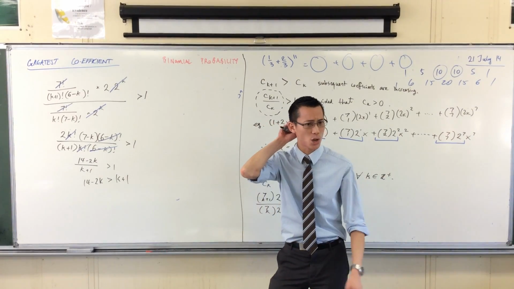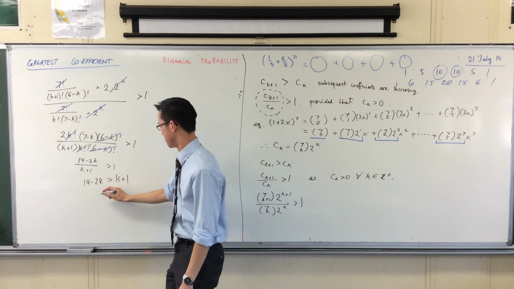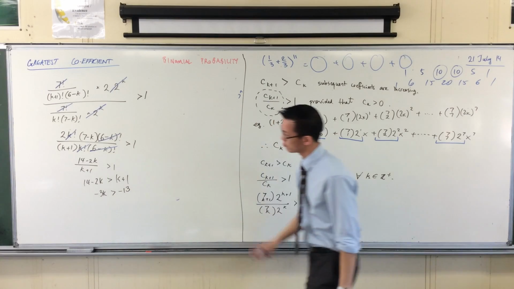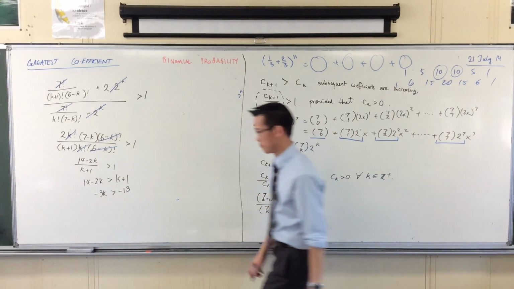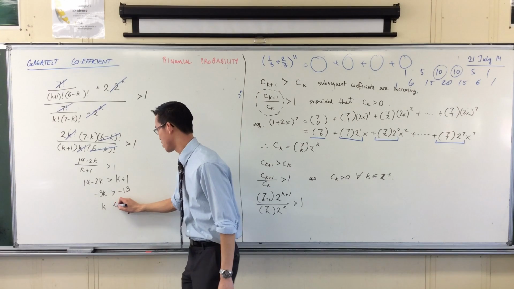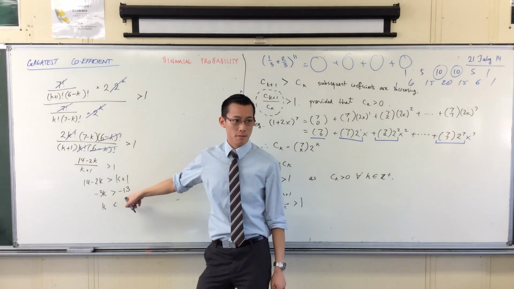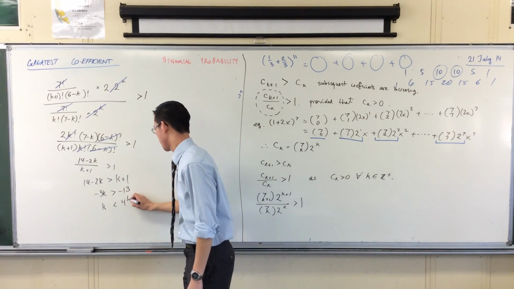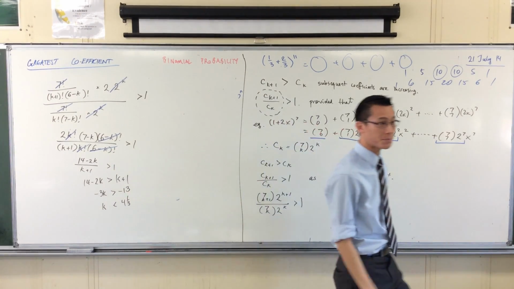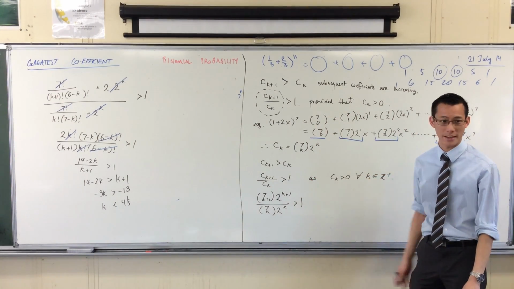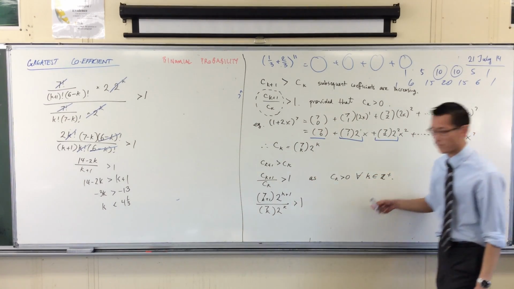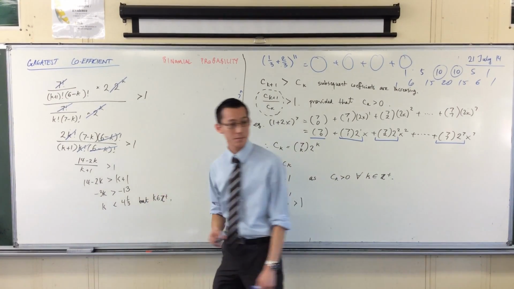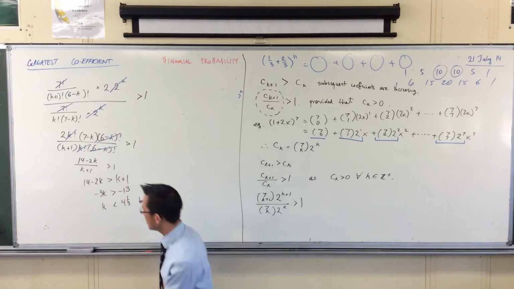What am I trying to do now? Solve for k, right? Happy with that? Divide through. Watch the inequality. What's that? 4 1/3? Is that okay? Now what does this mean? Don't forget that k is an integer, right? So I'll say, but k is an integer. Therefore, this is true.